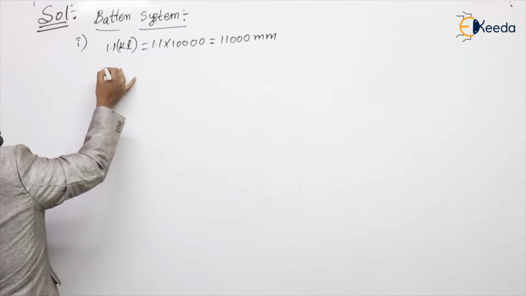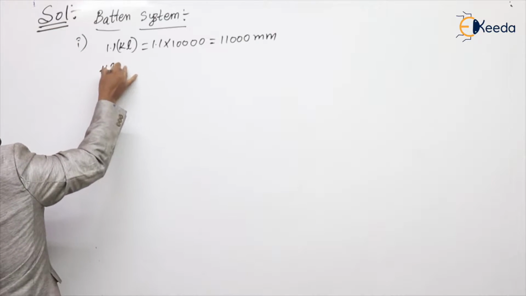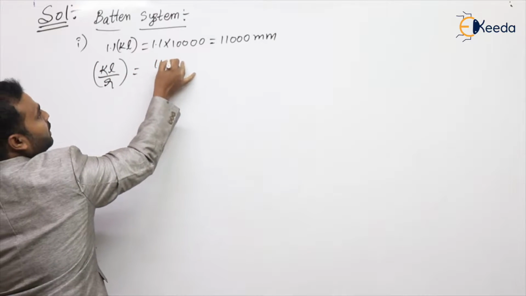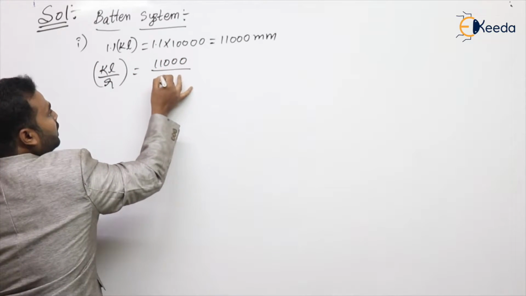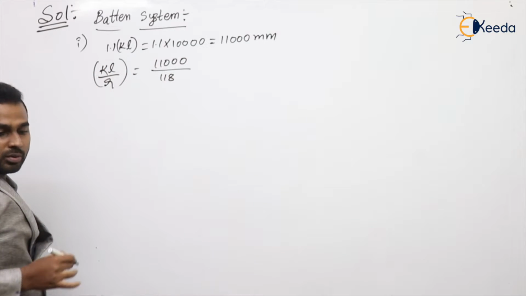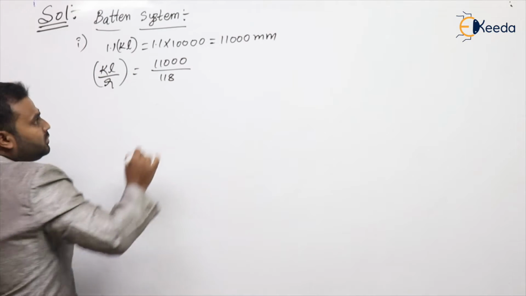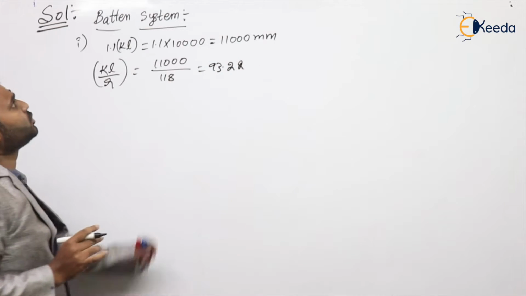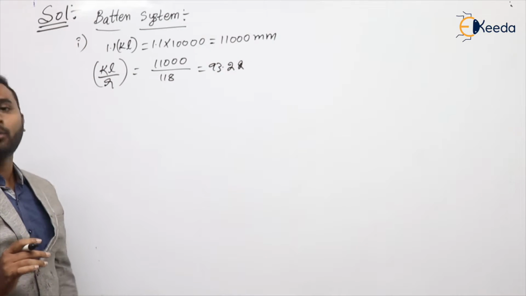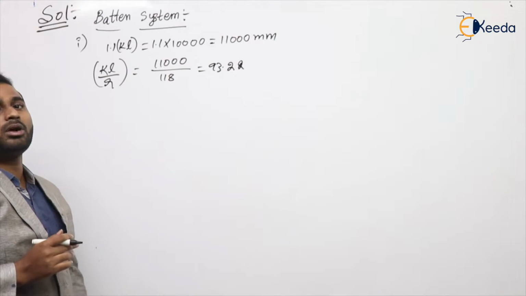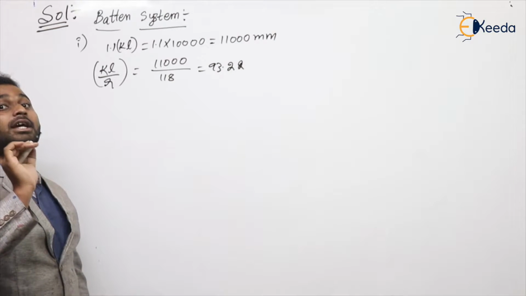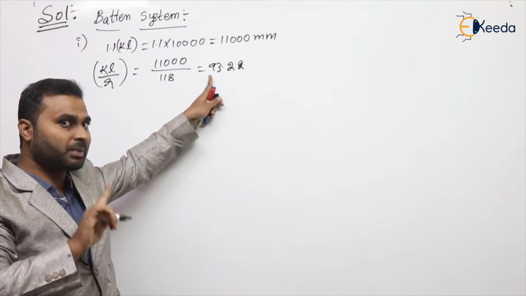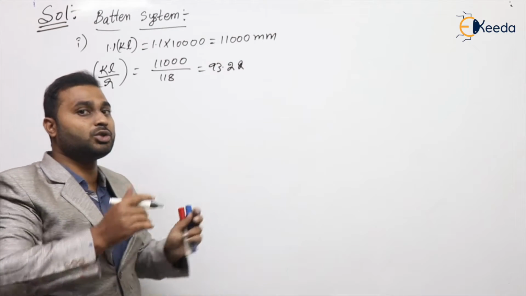By making use of this effective length, we calculate the slenderness ratio. That is 11,000 by 118, which comes out to be 93.22. This is the slenderness ratio for that battened built-up column. For the laced built-up column, slenderness ratio is around 88.92. It means slenderness ratio is more in this case in comparison to the previous case.